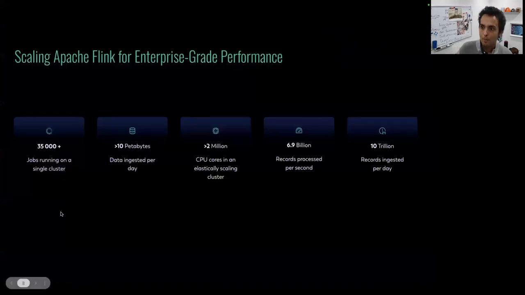A big thing Ververica brings is enterprise-grade performance and capabilities to Apache Flink. Apache Flink is used by some of the largest organizations on the planet, from your Netflixes, your Apples, and your Ubers to some of the more hardcore banks, which use it for fraud and risk detection. But what we are here to do is give you that with more. We run single clusters with 35,000 jobs or more. You have clusters that process more than 10 petabytes a day, over 2 million cores, and almost 7 billion events per second on a single cluster.